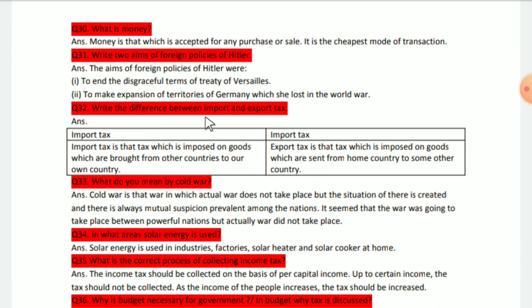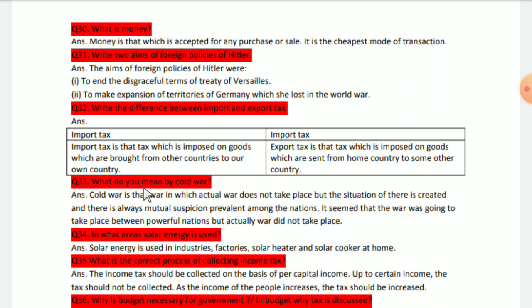Right, the difference between import and export tax. Import tax is that tax which is imposed on goods which are brought from other countries to our own country. And beta, this is export tax. This column is for export tax. So export tax is that tax which is imposed on goods which are sent from home country to some other country.